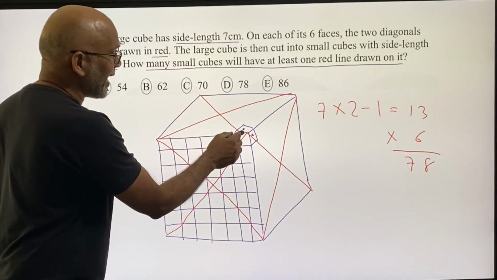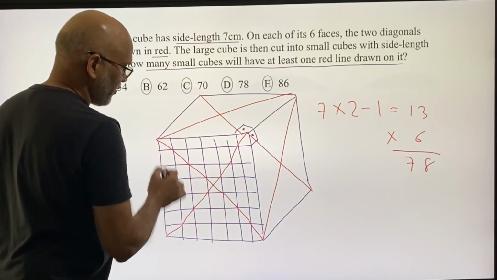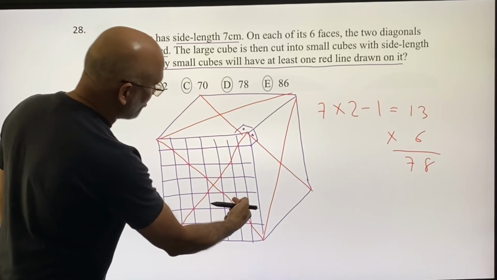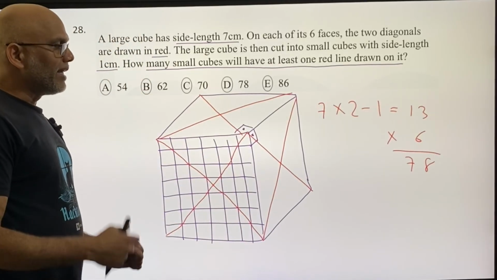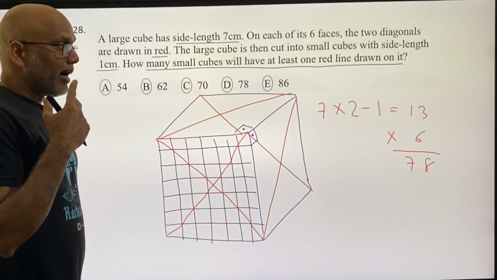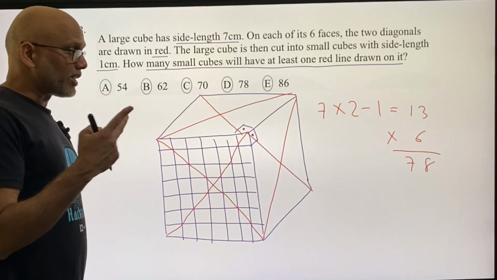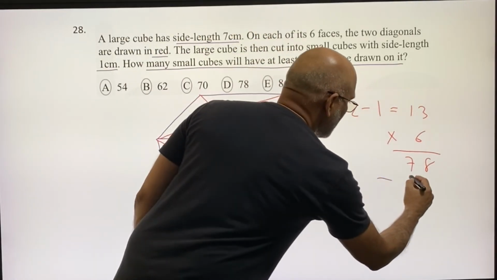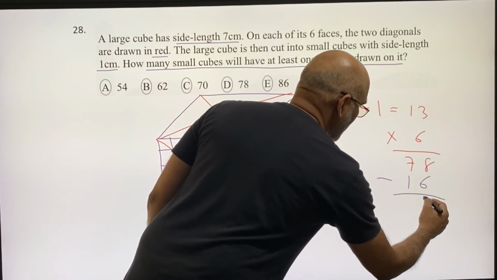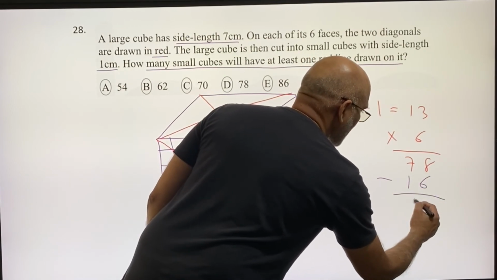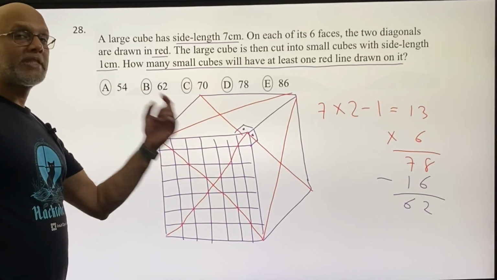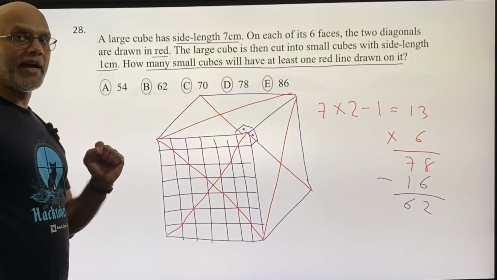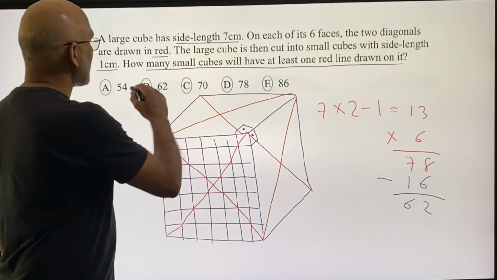And similarly, there are 8 of these. 1, 2, 3, 4, 5, 6, 7, and 1 behind that we are not able to see. There are 8 corners, and I have to subtract 2 from each. So that is 16. 78 minus 16 will be 62. So I'll end up with 62 cubes that have at least one red line on it. And the correct choice is B.